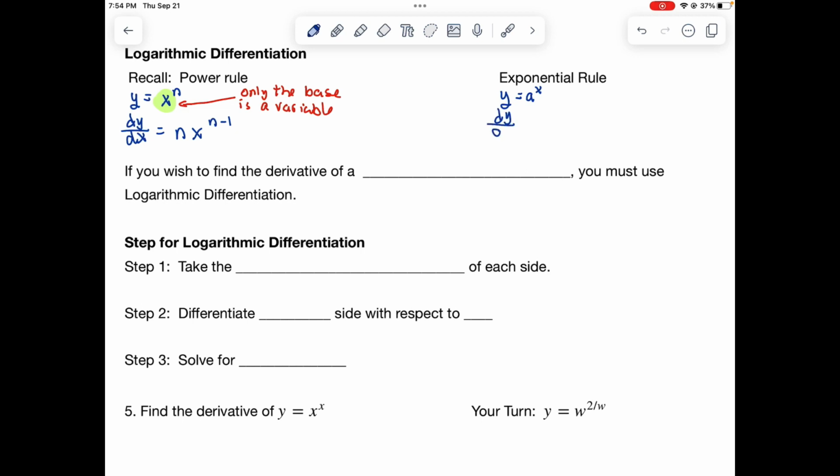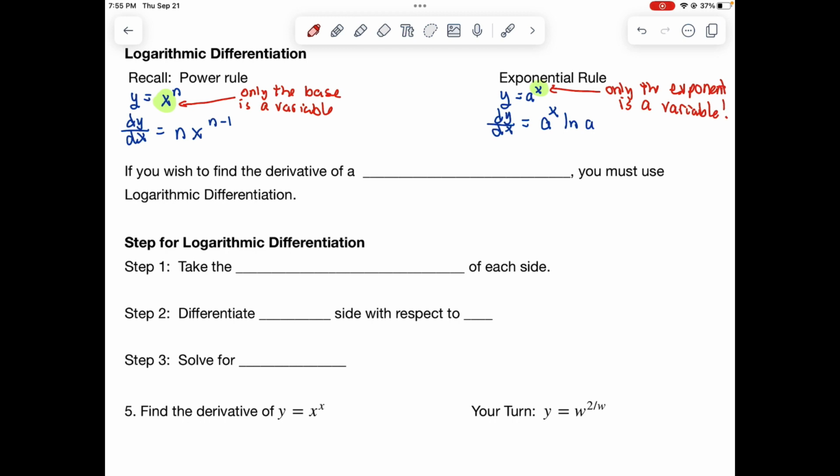Okay, and then the other one, we learned the exponential rule recently, where if we have y equals a to the x, where we have a number raised to the x power, our derivative is a to the x times the natural log of a. In this case, we use the exponential rule when our base is a number, but our exponent is the variable. So if only the exponent is a variable, we will use the exponential rule.